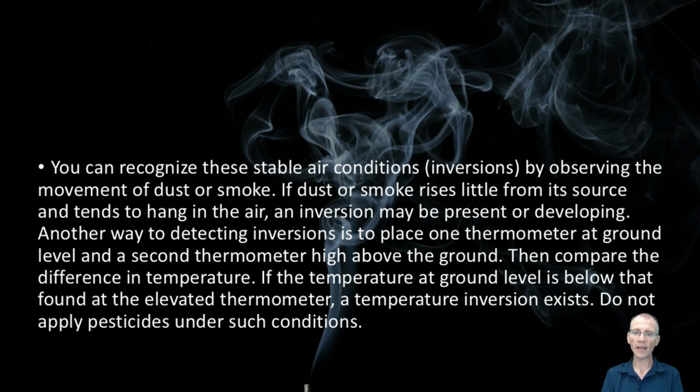present or developing. Another way to detect inversions is to place one thermometer at ground level and a second thermometer high above the ground. Then compare the difference in temperature. If the temperature at ground level is below that found at the elevated thermometer, a temperature inversion exists. Do not apply pesticides under such conditions.